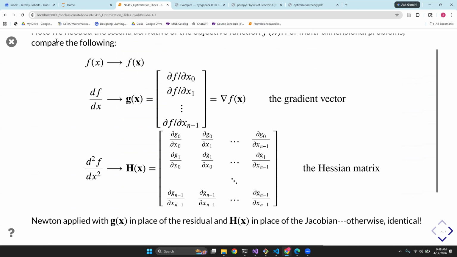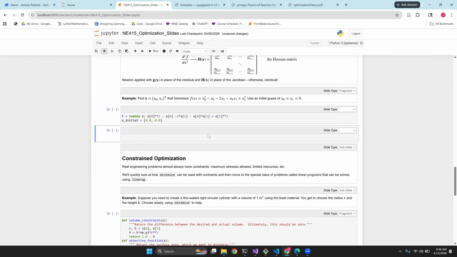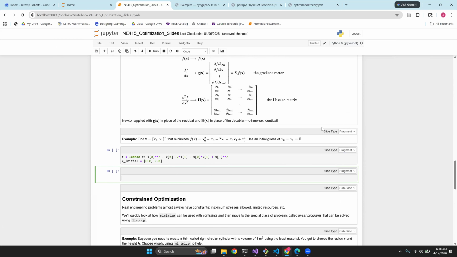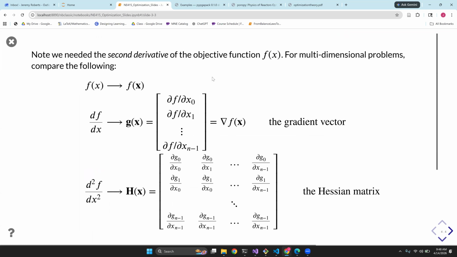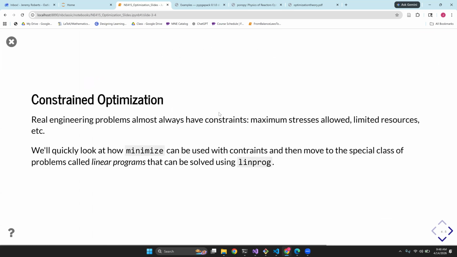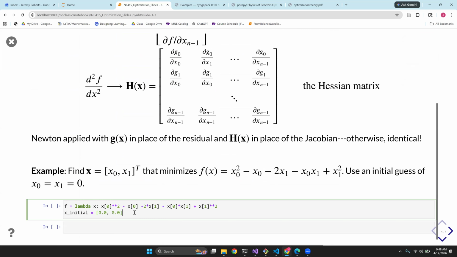Why don't we actually, I'm going to inject an example here, and oh, actually there is the example. I just hadn't put the fragments in. My bad. Okay, I have to scroll down. Let's assume that we have an objective function that is this thing here.